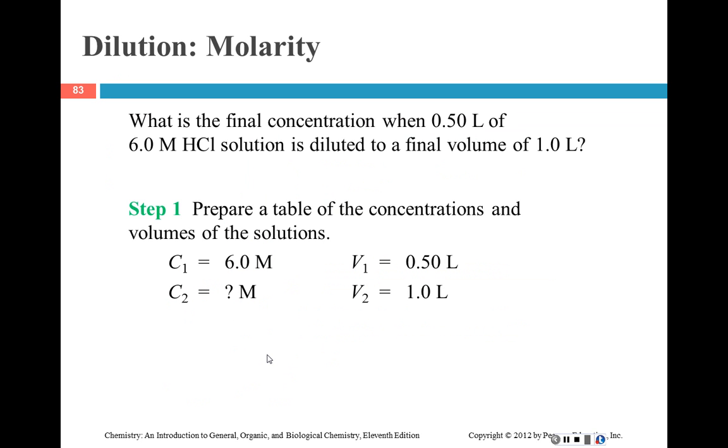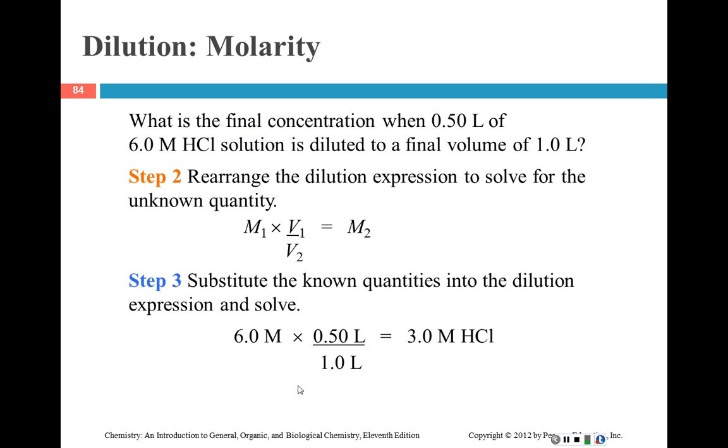Okay, an example of this: what is the final concentration when 0.5 liters of a 6 molar hydrochloric acid solution is diluted to a final volume of 1 liter? First, recognize that the first concentration is the 6 molar, so that's C1. It's asking what the final concentration is, so that's C2. The first volume is a half a liter, and the second volume is 1 liter. So we've taken inventory, and we know what we're starting with.